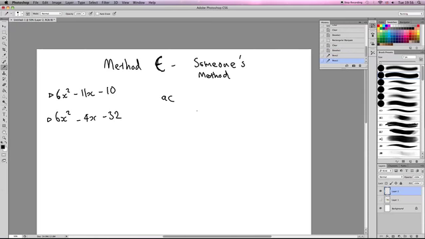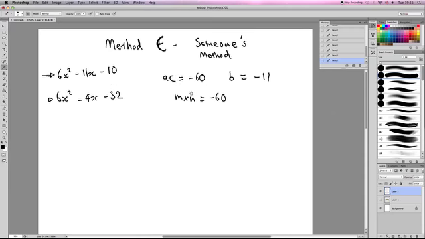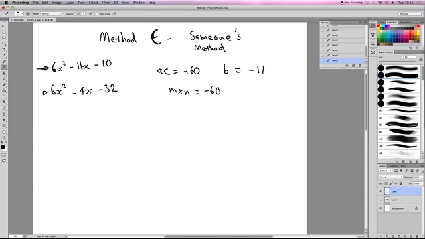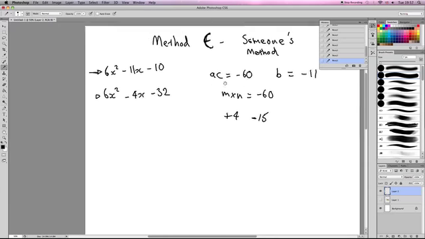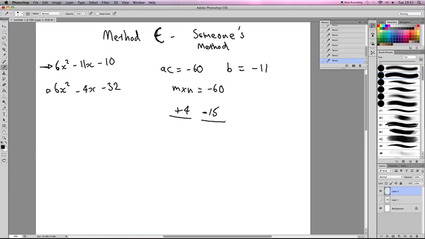You need to find out what AC is and B is. If we do this example first, this one right here, B is minus 11. A times C is going to give me minus 60 there. From there, you want to find two numbers that times together to give you minus 60 and to add together to give you B. Which one is it? 4 times 15 gives me 60. Yeah, that should be it. It's minus 11, so the minus sign wants to be on the 15. Alright, they're the two numbers you need.